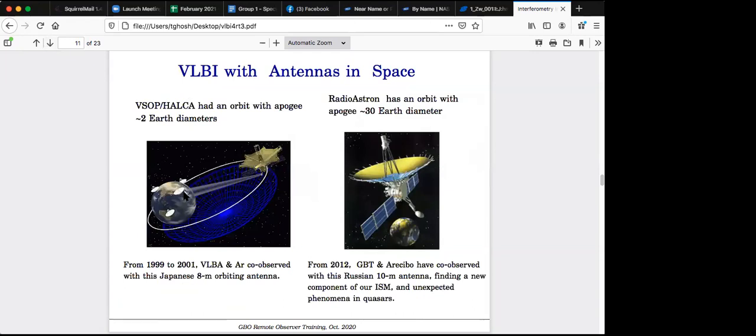These are the two space antennas that I mentioned earlier. This one is RadioAstron, and RadioAstron went quite close to the moon. It was in a very elliptical orbit, so it gave the longest baseline so far. And this is the Japanese HALCA telescope.